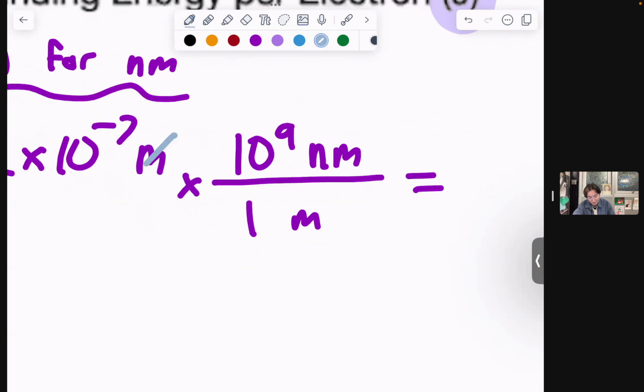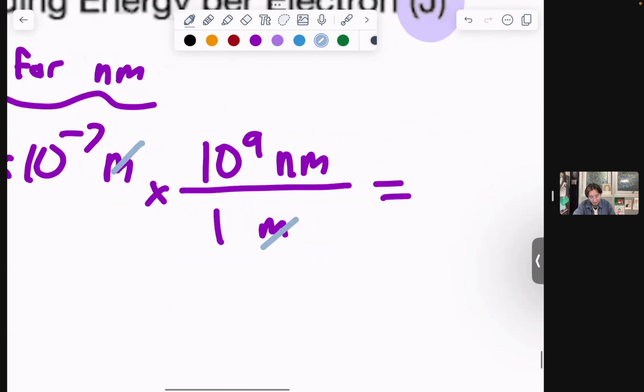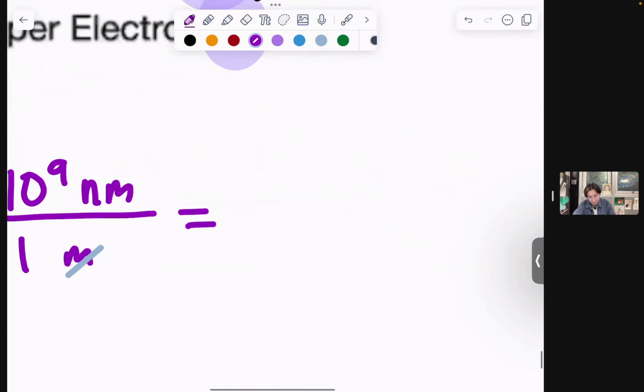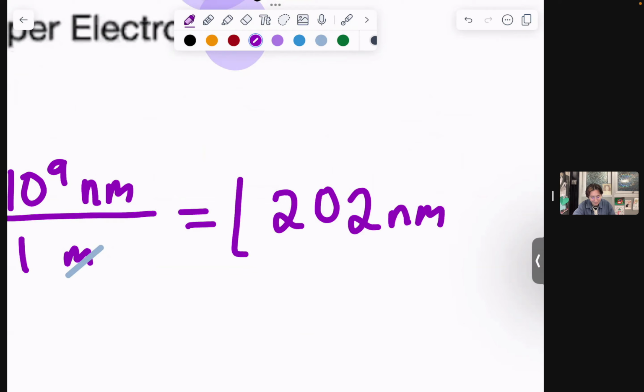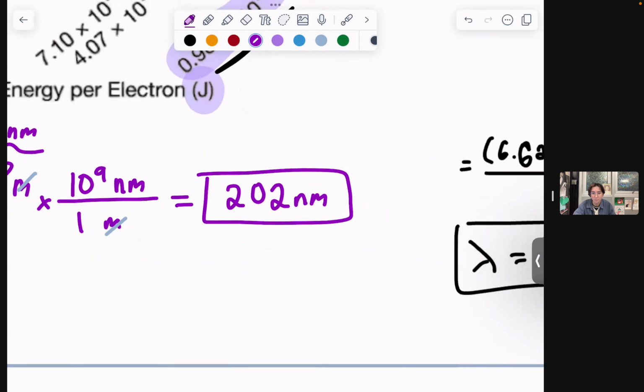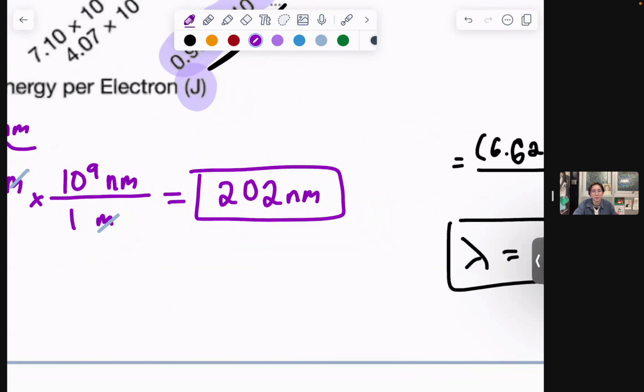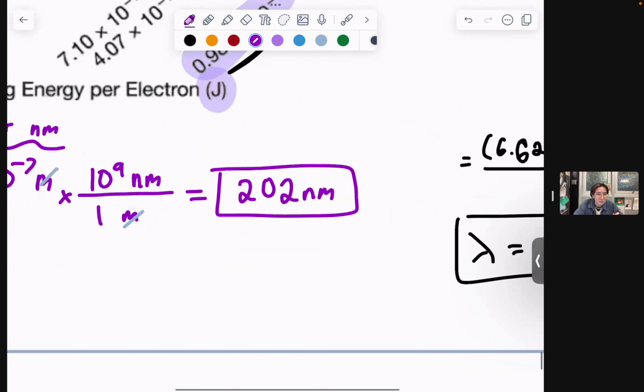Meters cancel out. Left with nanometers, and that answer would now be 202 nanometers, which is, in my opinion, a much easier number to look at. So, very common. Again, usually nanometers, like if you're talking about photons, it's going to be in the hundreds. It's going to be a nice number like this without a big scientific notation. If it's times 10 to the -20, you went the wrong way, you flipped this fraction the wrong way.